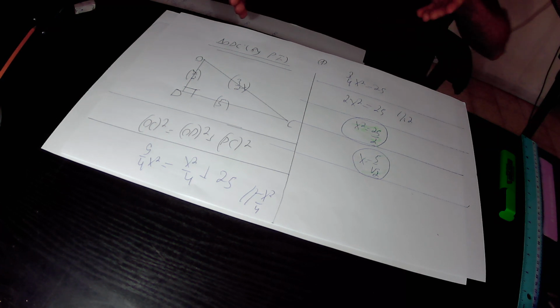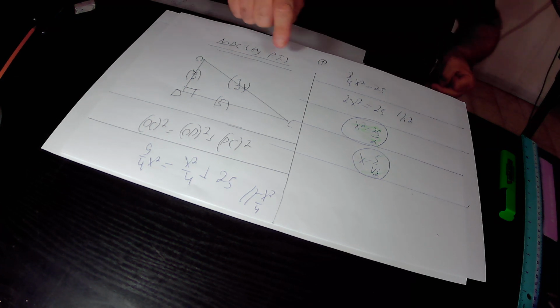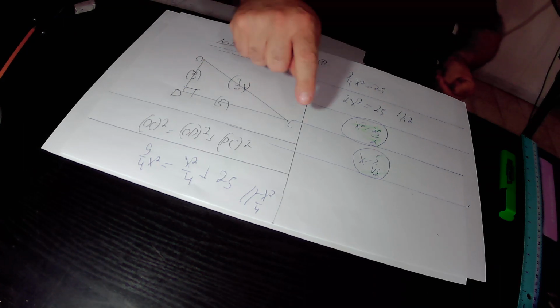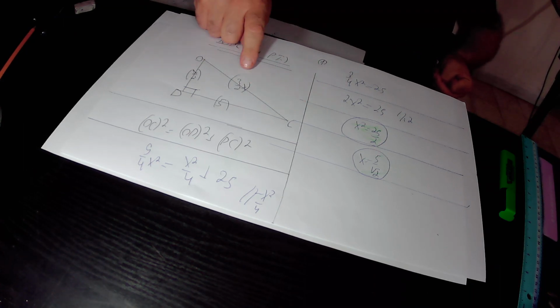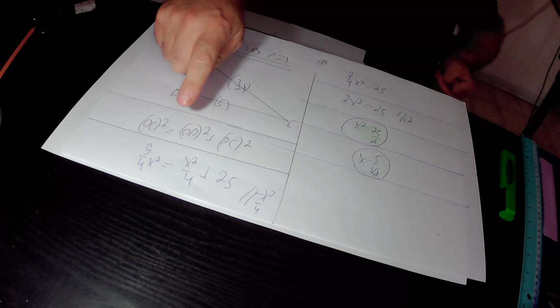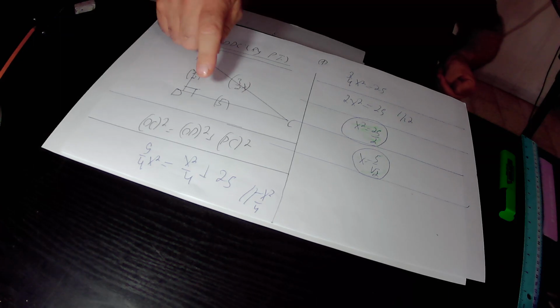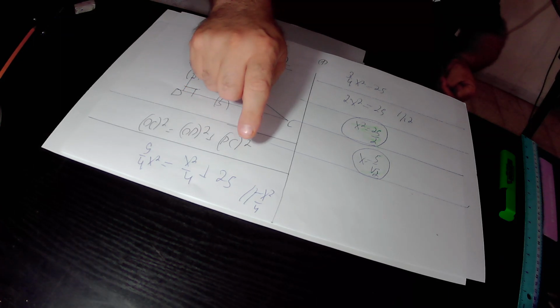So according to the Pythagoras theorem, in this right triangle ODC, OC squared equals OD squared plus DC squared. OC is 3 over 2 times x, therefore OC squared is 3 over 2 times x squared, that is actually 9 over 4 times x squared, plus OD squared. OD is x over 2, therefore OD squared is x squared over 4, plus DC squared. DC is 5, therefore DC squared is 5 squared, that is 25.